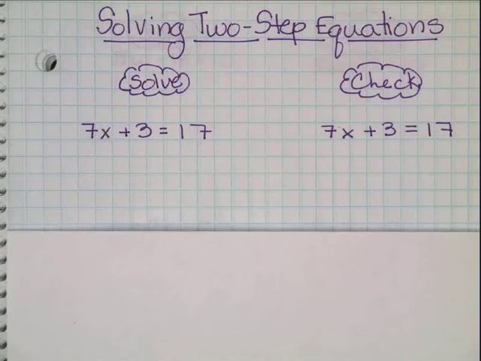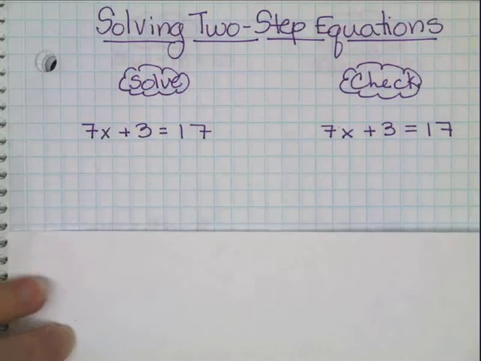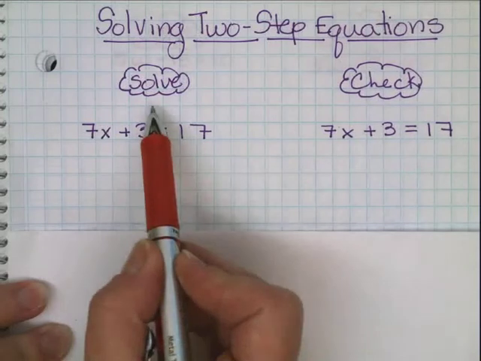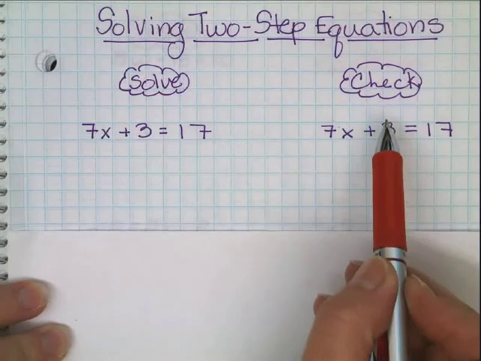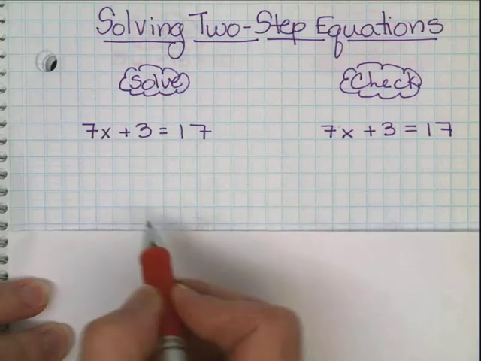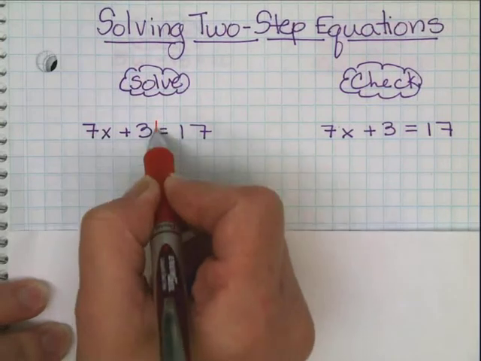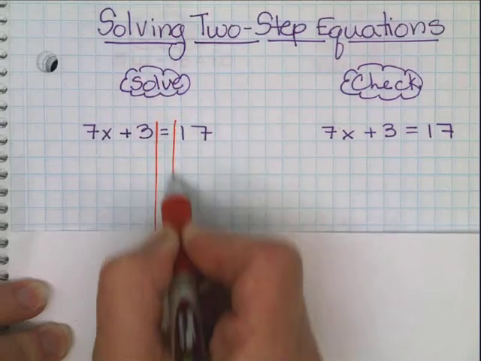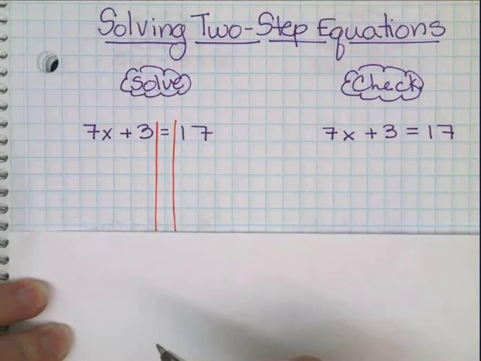Today's topic, solving two-step equations. Before I solve a two-step equation, I like to set up my paper with two halves. On the left I put solve and on the right I put check. It's very important to always check your work to make sure you haven't made a careless mistake. I also like to draw in the ladder so that I keep two sides of my equation balanced at all times.